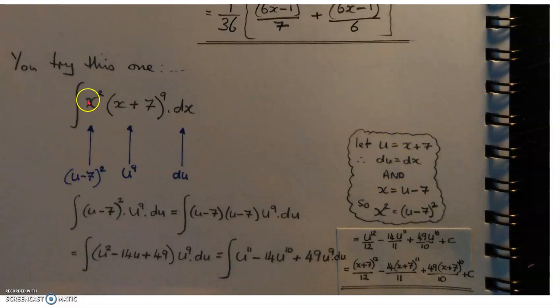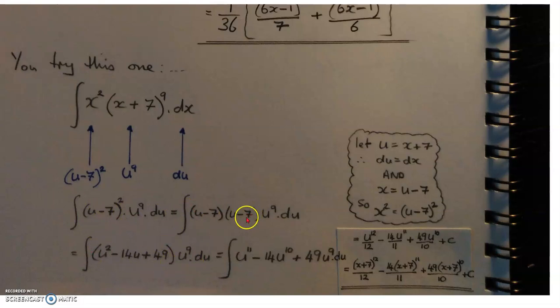But this time we've got an x squared there, so we rewrite this in terms of x. x is equal to u minus 7. If x is equal to this, x squared must be equal to all of this squared, and that's what you write there: u minus 7 all squared. This becomes u to the power 9, and that's du. This you multiply out the brackets, and there it is there.